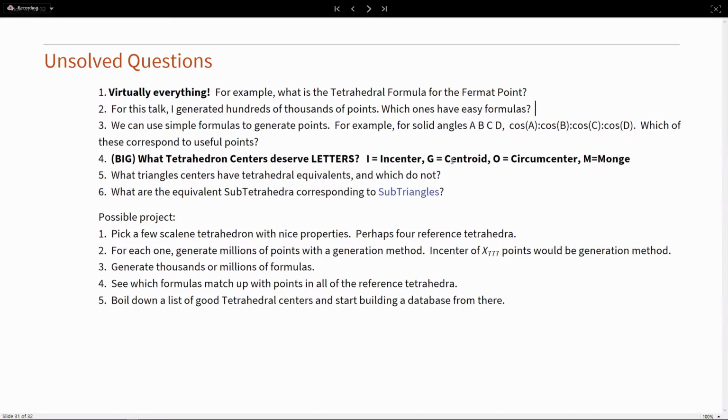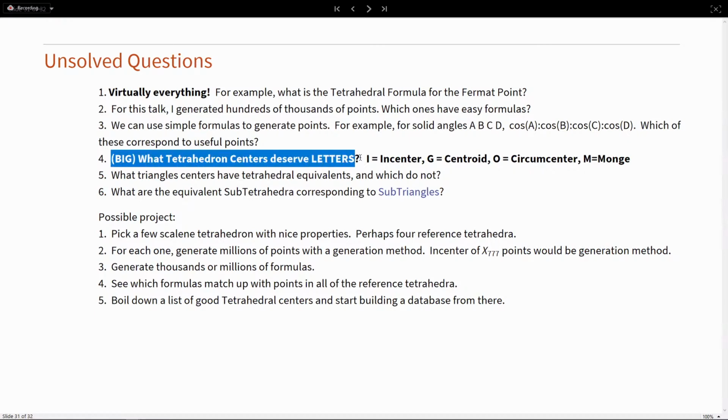Which ones have easy formulas? That's completely unknown. We can use simple formulas to generate points. For example, for the solid angles, we could take a look at this as either a barycentric coordinate or as a tetraplanar coordinate. Does that correspond to anything? Or do they have useful points? Is it the minimal solution for something? None of that is known. And you can substitute any trig formula. There's millions of different formulas you could come up with. Do any of them do anything interesting?